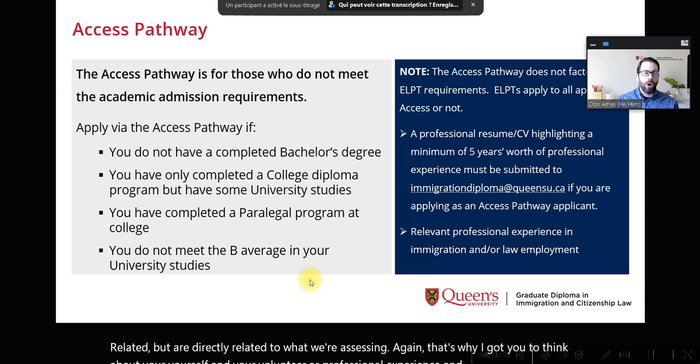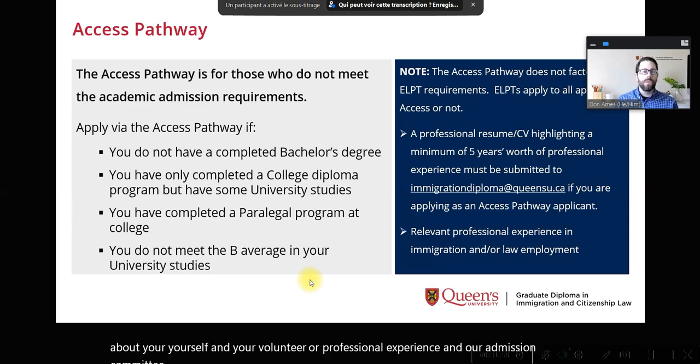And our admission committee will review those individuals who have some university study, maybe have some college study as well, who have that 5 years of professional experience and submit their resume. So that's a pathway that you should look into if you don't meet our academic admission requirements. More information is available on our website. Really take a look at the requirements there. Again, that resume, that professional experience is really key here in this pathway.